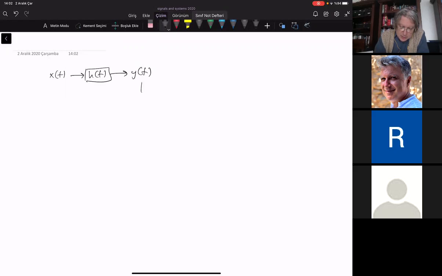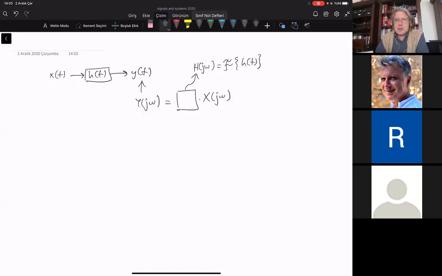If you can determine y of j omega as something times x of j omega, this something is necessarily h of j omega, which can be related to h of t by the Fourier transform. So the Fourier transform of h of t is h of j omega, that is here.